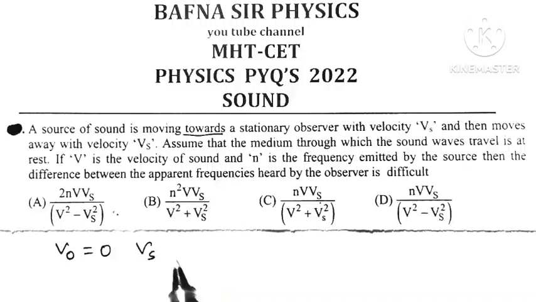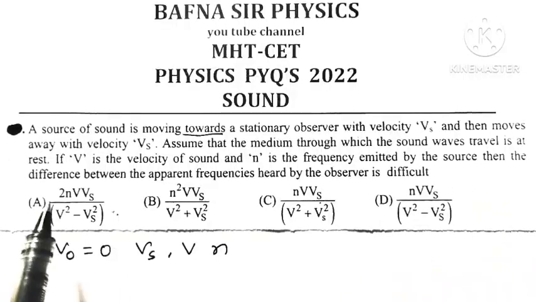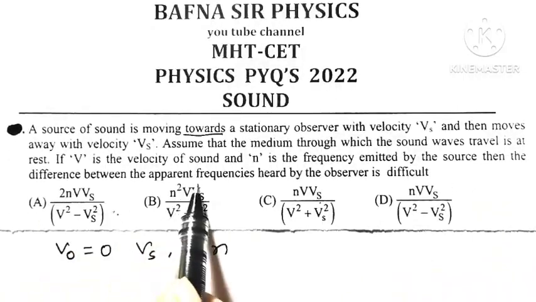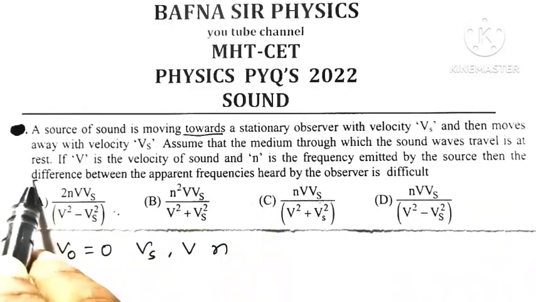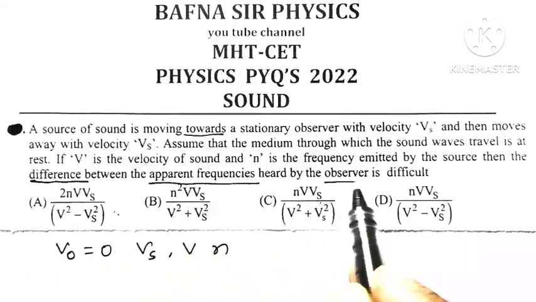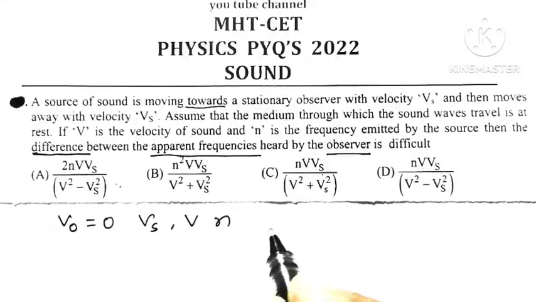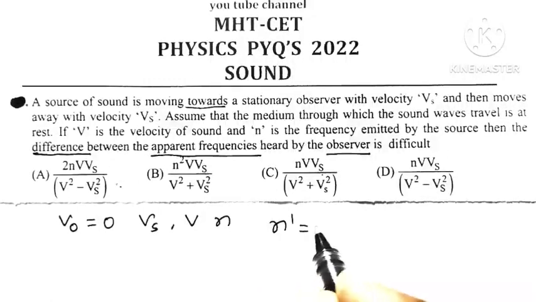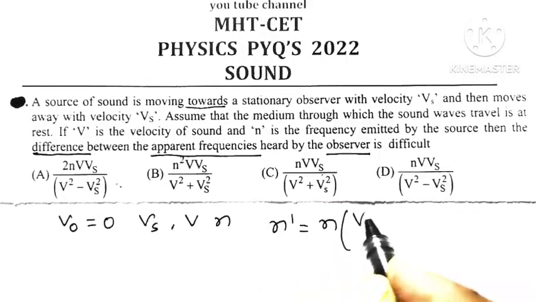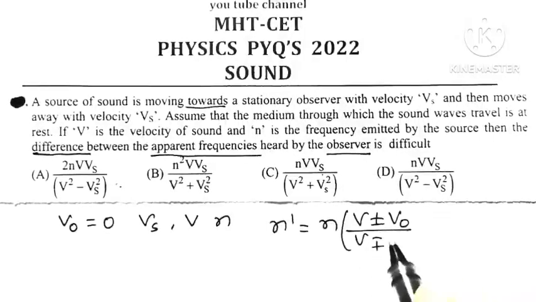So, if V is the velocity of sound and N is the frequency emitted by the source, then the difference between the apparent frequencies heard by the observer is required. Now, according to Doppler's formula, the apparent frequency N dash is equal to N in bracket V plus minus Vo upon V minus plus Vs.